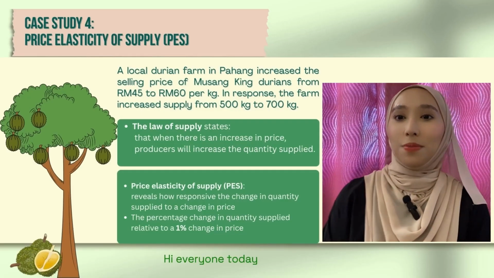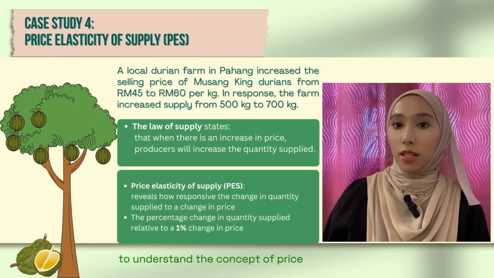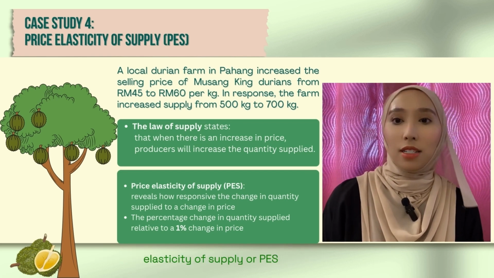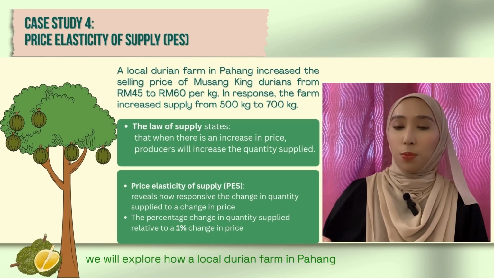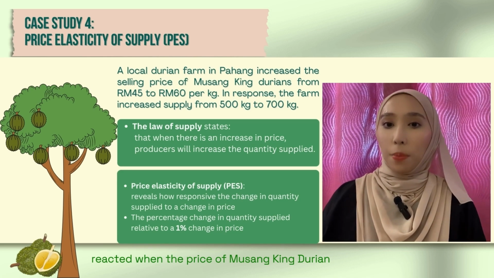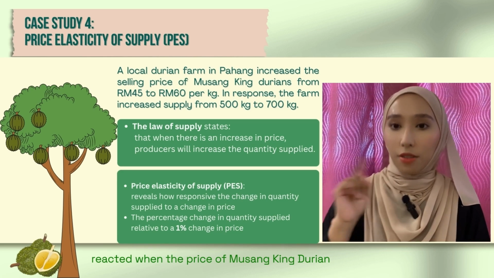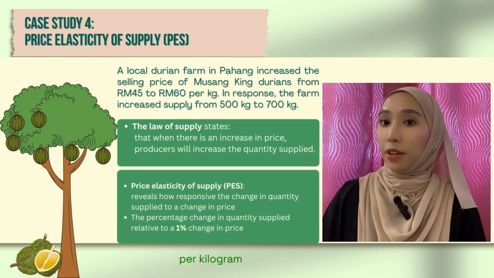Hi everyone! Today, we are going to look at a real-world example to understand the concept of price elasticity of supply, or PES. We will explore how a local durian farm in Pahang reacted when the price of Musang King durians increased from RM45 to RM60 per kilogram.